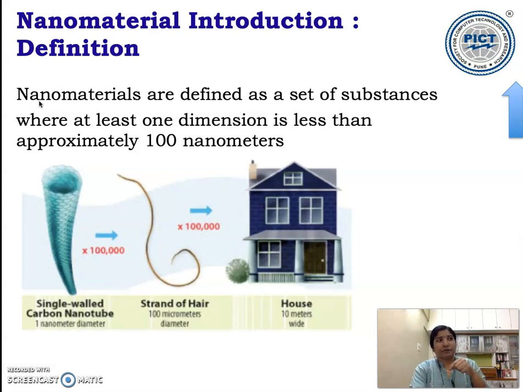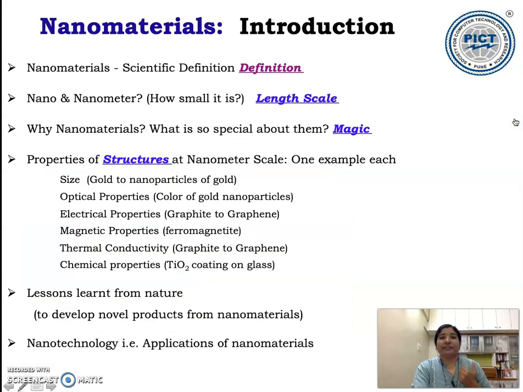As far as the nanomaterial definition is concerned, we define it as a set of substances where at least one dimension is less than approximately 100 nanometers. If we consider a strand of hair whose diameter is approximately between 60 to 120 micrometer, and if we reduce it by 1 lakh times, then we'll get a 1 nanometer diameter material. So this is the scientific definition of the nanomaterial.